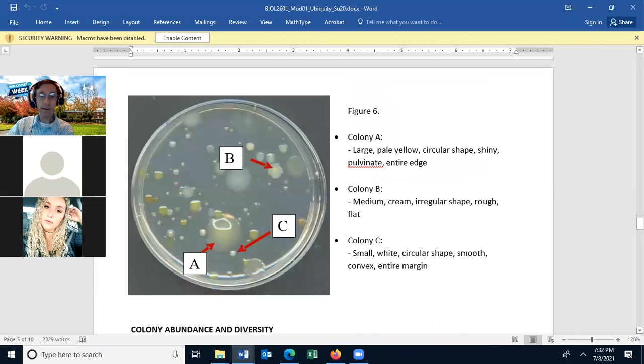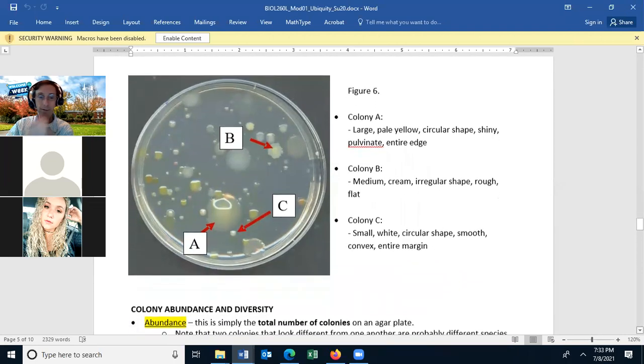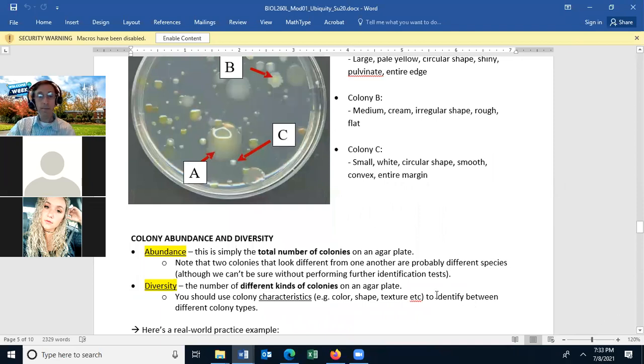All right, when we're looking at a plate, actually, let's move on because we're a little behind schedule. We can count the number of colonies, and that is the abundance of colonies on the plate. There's too many to count here, but it's something like 30 to 50 colonies on this plate. And that would be the abundance.